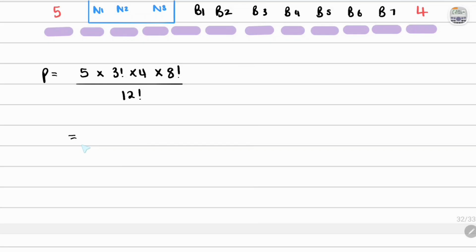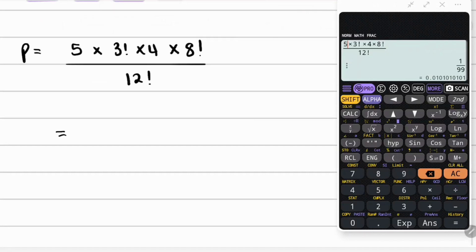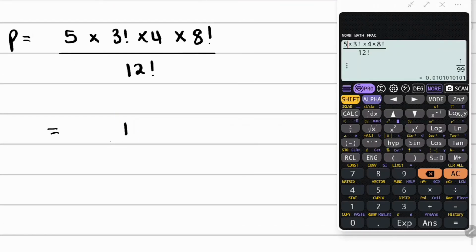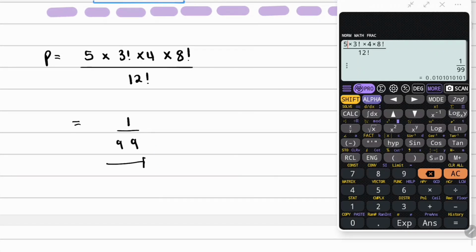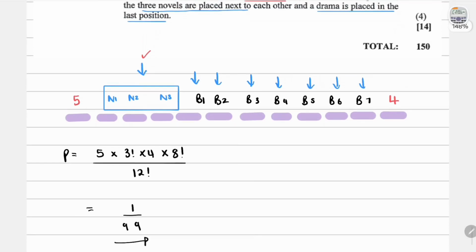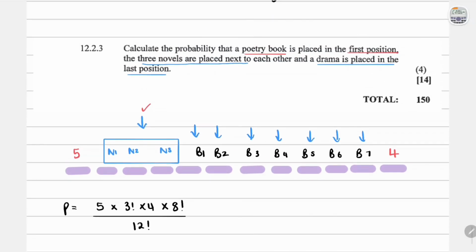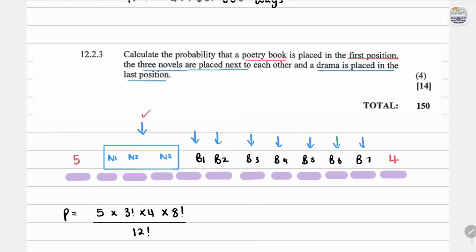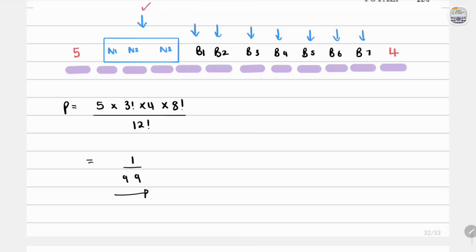And let's go ahead and see our answer. And that is exactly 1 over 99. And we can leave it as a fraction, that is fine. And that is the answer. That would be the probability that this kind of situation could happen. And that is it for question 12.